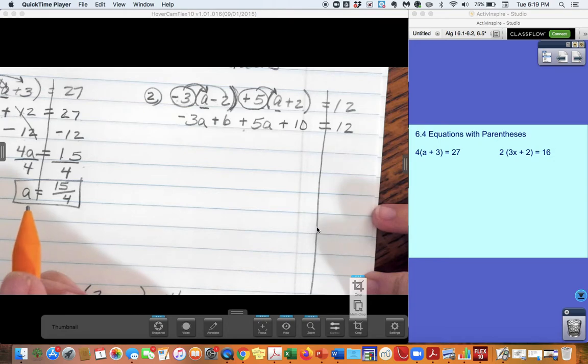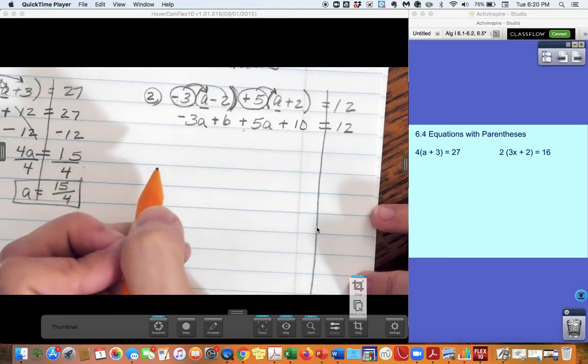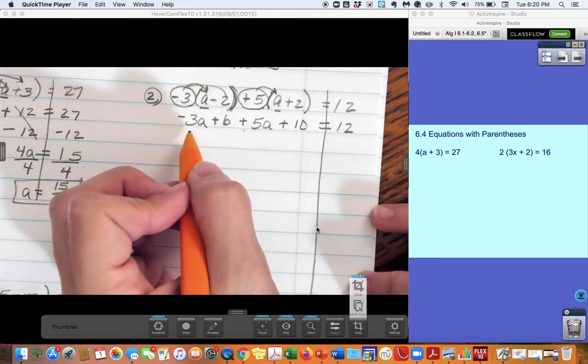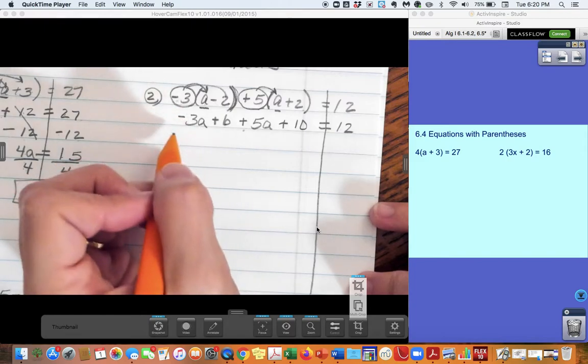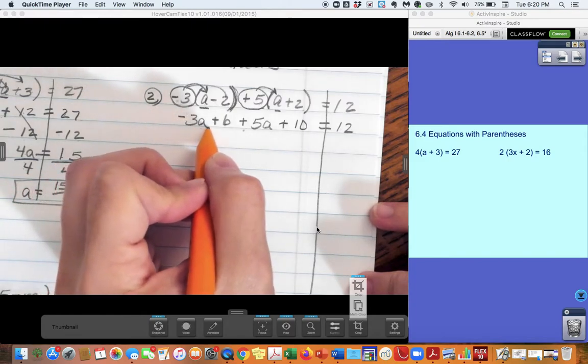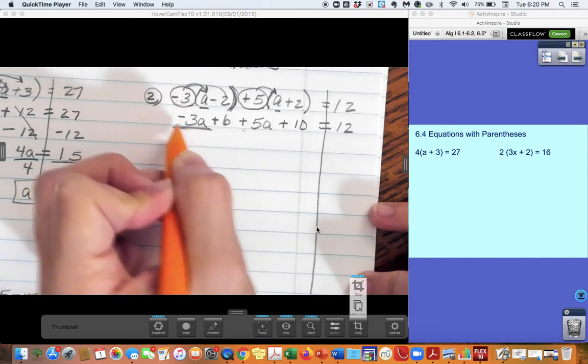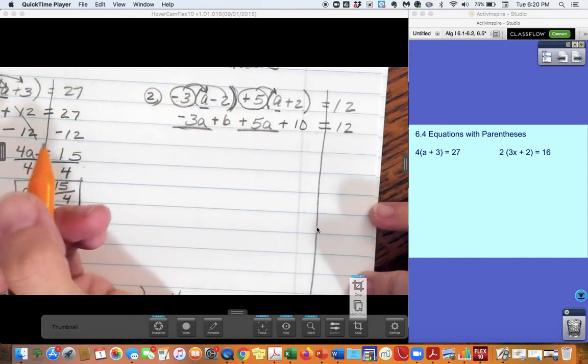Okay, now the next step is going to be to collect our like terms. We always want to get like terms together on the same side. So that means we're going to find our variables and we're going to combine those terms. So I have a negative 3A and I have a positive 5A.